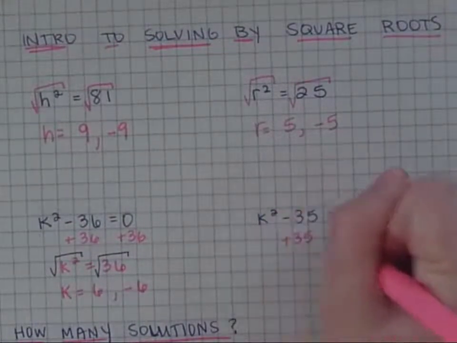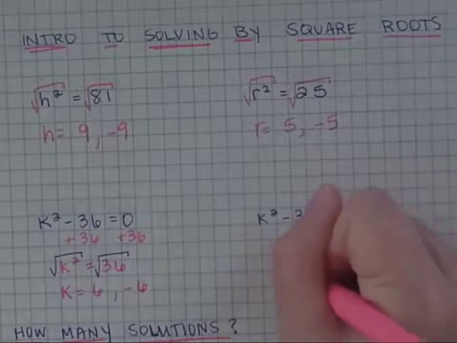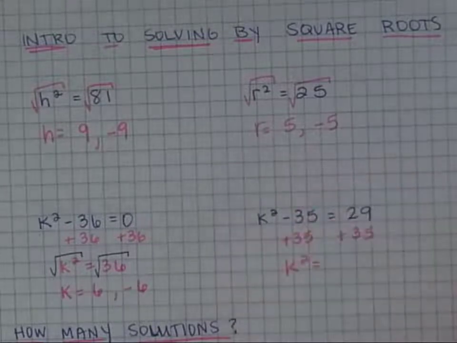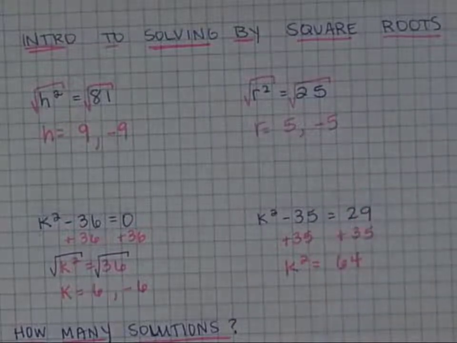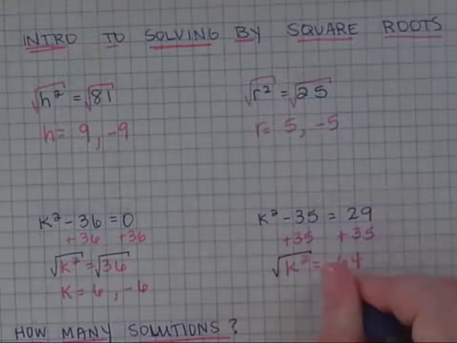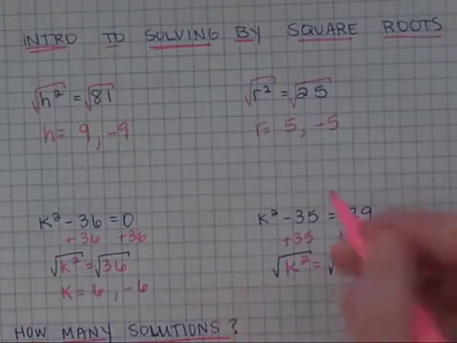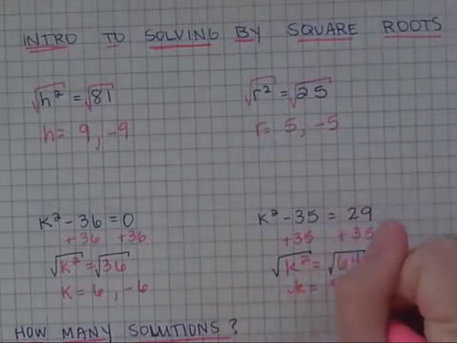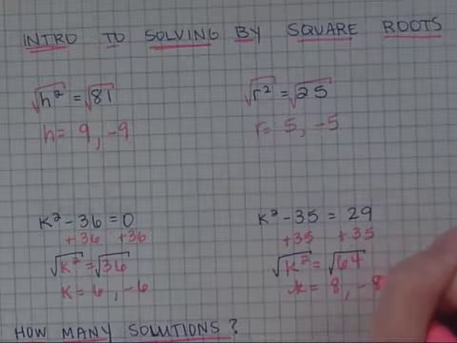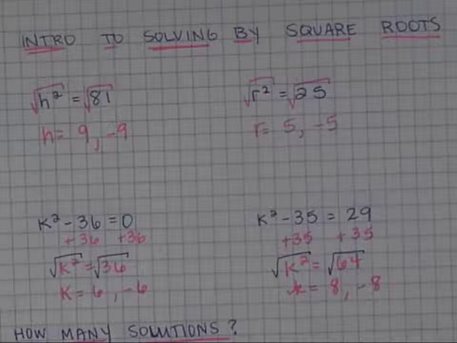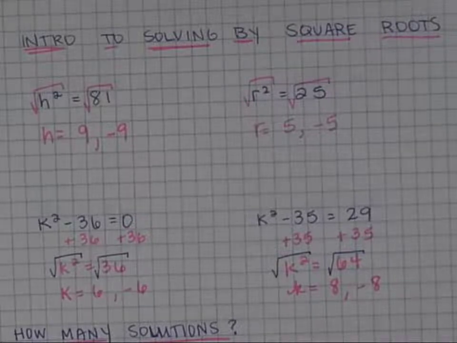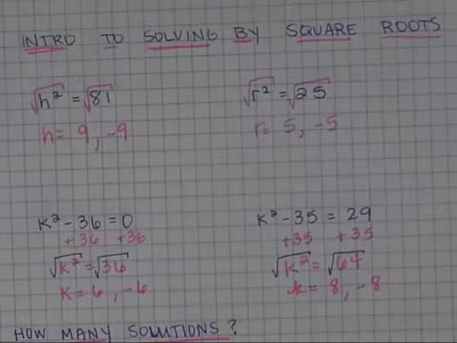Adding 35 to both sides. K squared equals 64. Square root both sides. K equals 8 and negative 8. So this should feel like review. You should have already talked about this at some point, but we just want to make sure everyone is fully aware that you have two possible answers if you are dealing with a positive number.